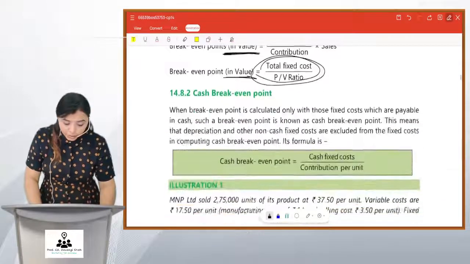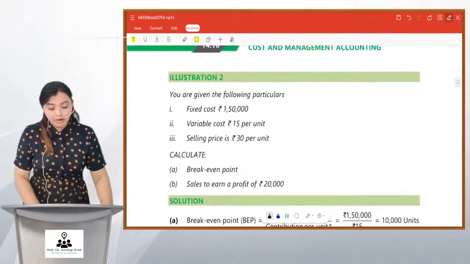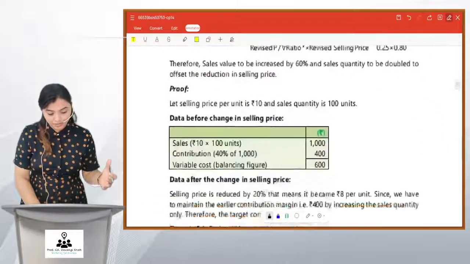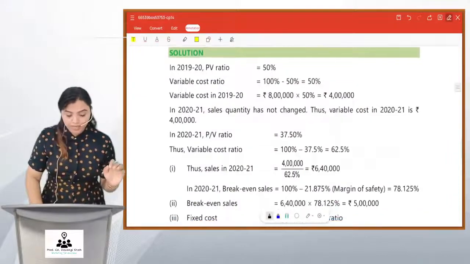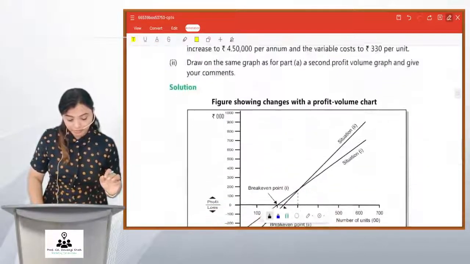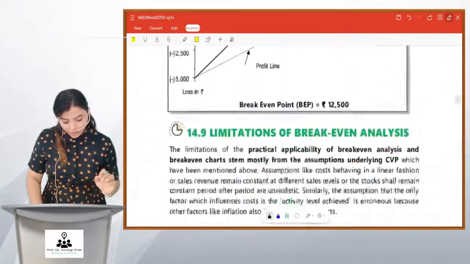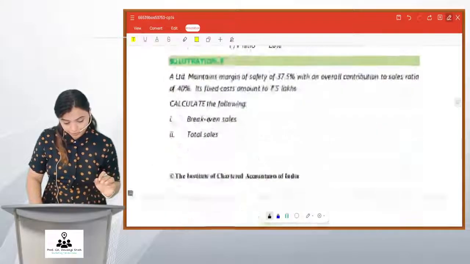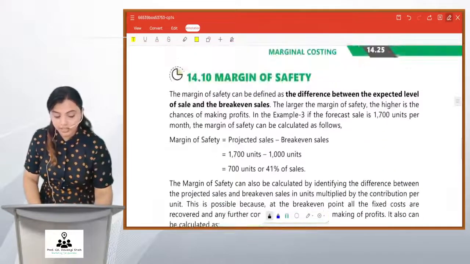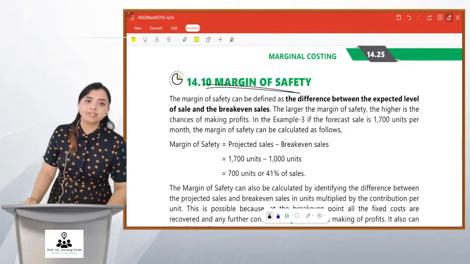The next formula that you should know is margin of safety. How to calculate margin of safety? Sales exceeding the break-even sales is called margin of safety. First, I'm covering up all the formulas and then I'll go to the sums. So here it is, margin of safety. Friends, it is BEP. That is a minimum sales the manufacturer has to do.